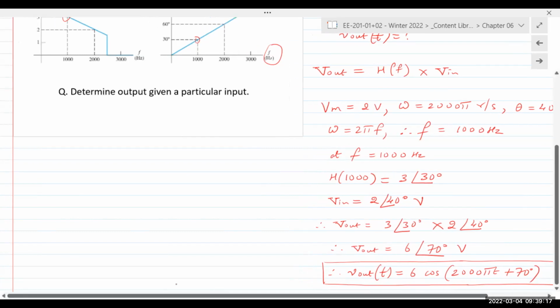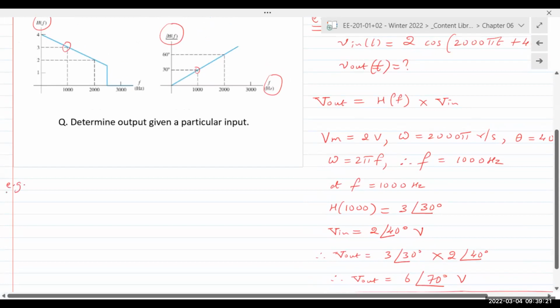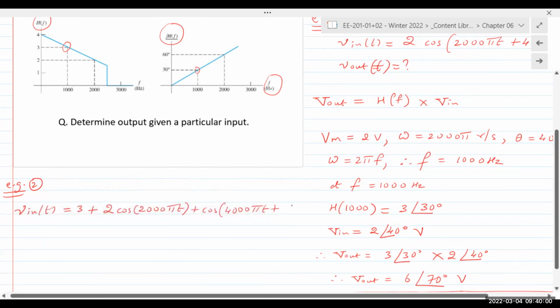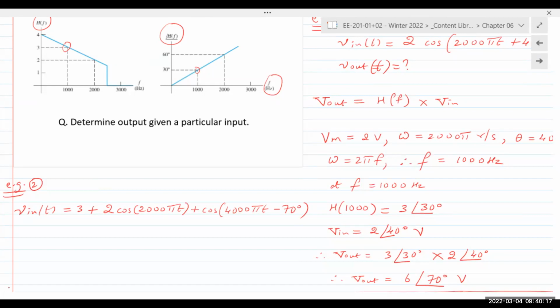Second example. Let's do example 2. V in of t now comprises 3 components: 3 plus 2 cos of 2000 pi t plus cos of 4000 pi t minus 70 degrees. So now it has 3 components.